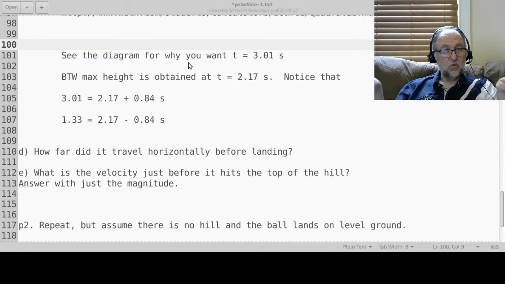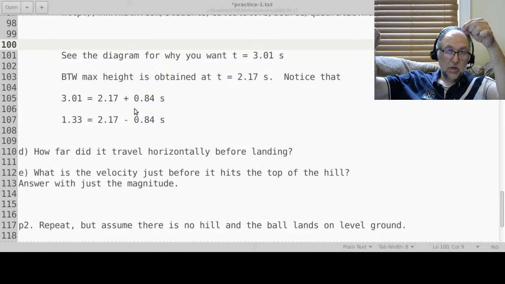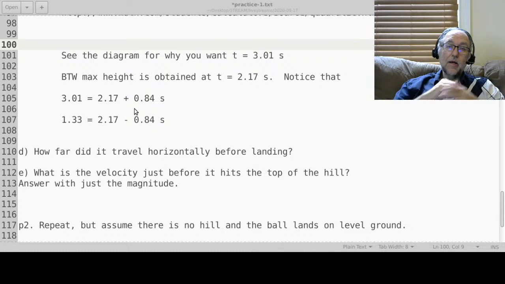You're going to pass the 20-meter height twice, once on the way up and once on the way down. Think about which one you want, and that'll determine the time, okay? By the way, the maximum height was obtained at 2.17 seconds, and notice that the 3.01 seconds is like you take the 2.17 and you add 0.84. That's the time it takes to go from the maximum height to the top of the hill, okay?